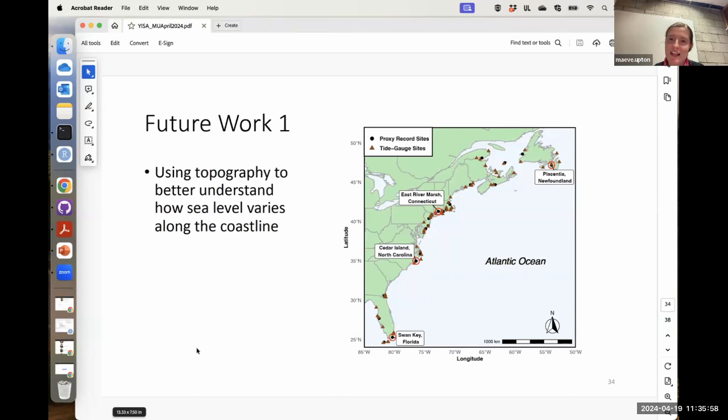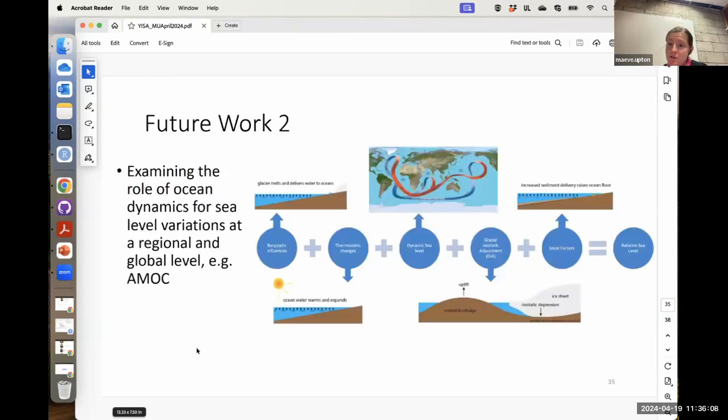Something that I haven't looked at yet, but it would be cool to incorporate, definitely for planning for future change, is looking at incorporating other physical processes. So we know that ocean dynamics plays a huge role with sea level.